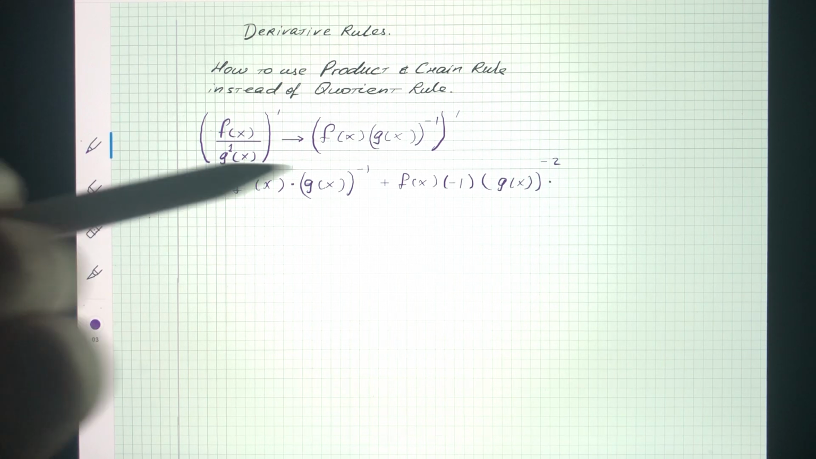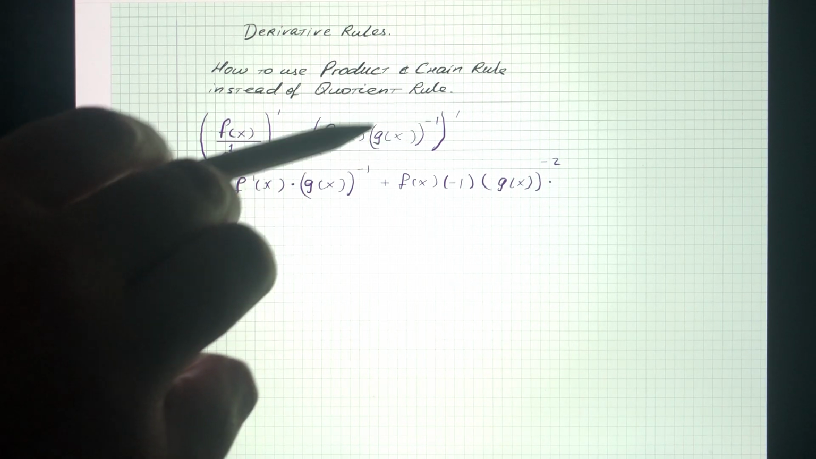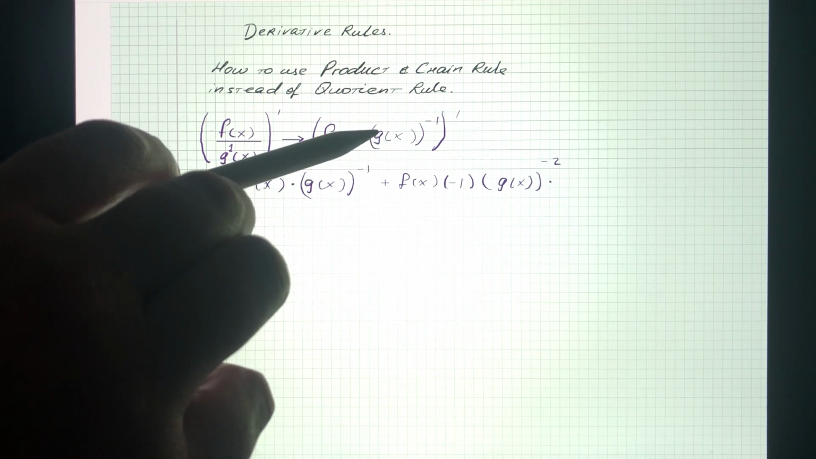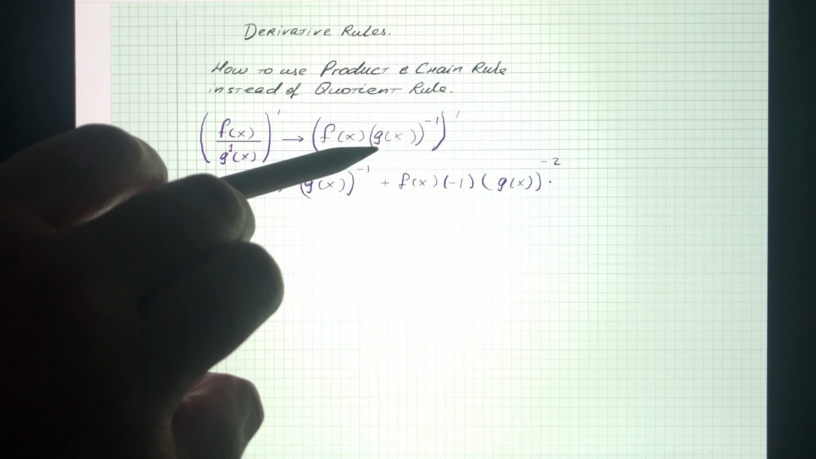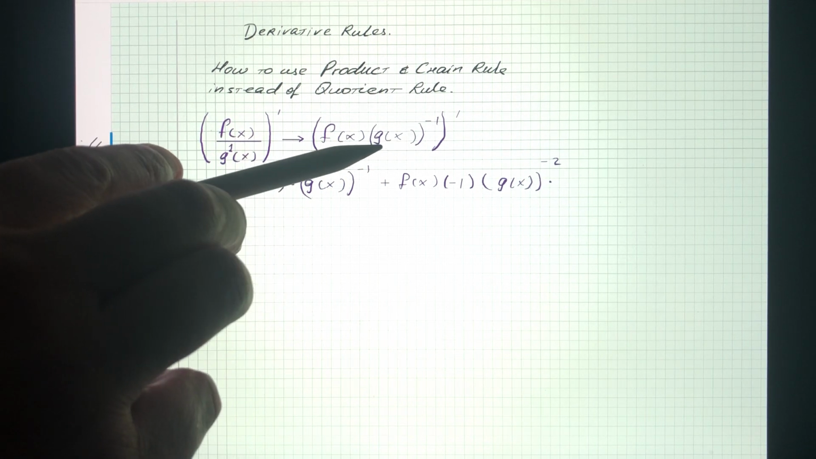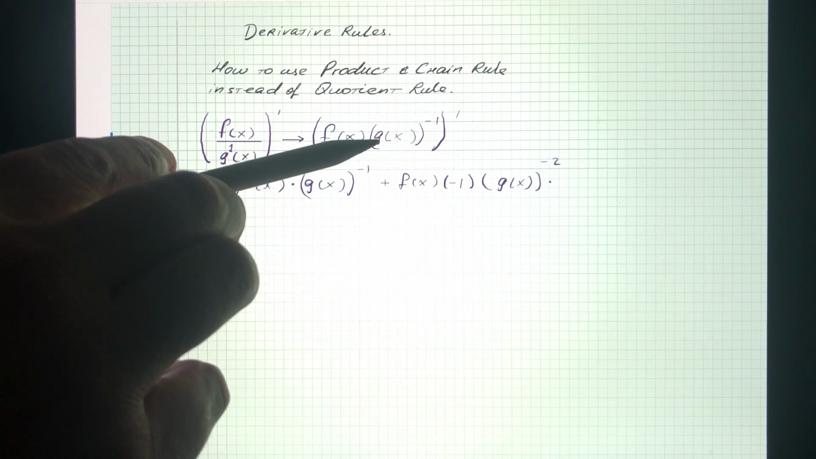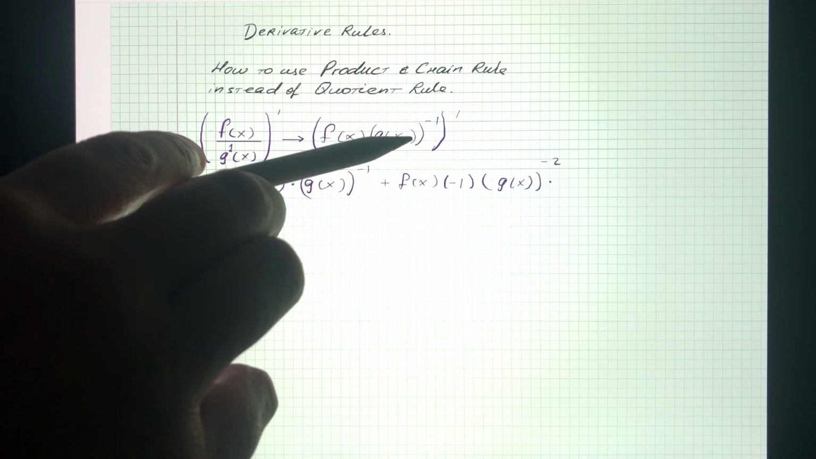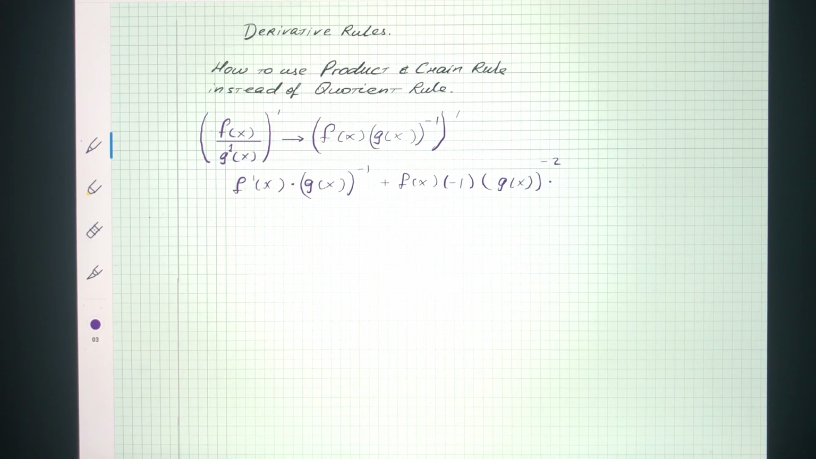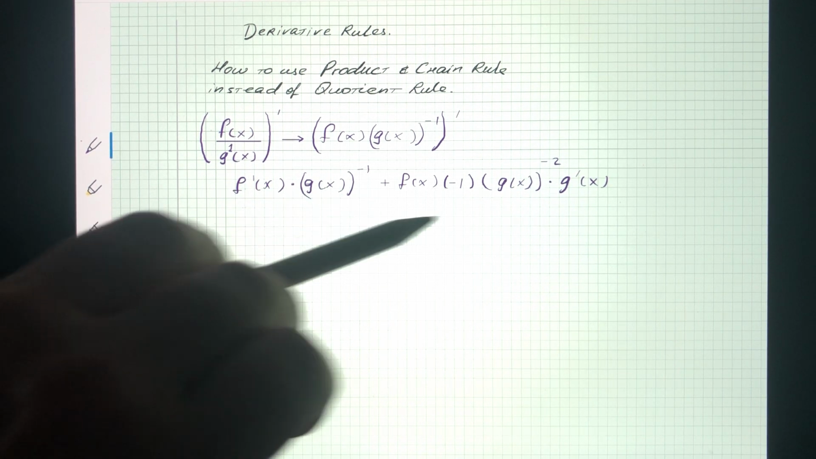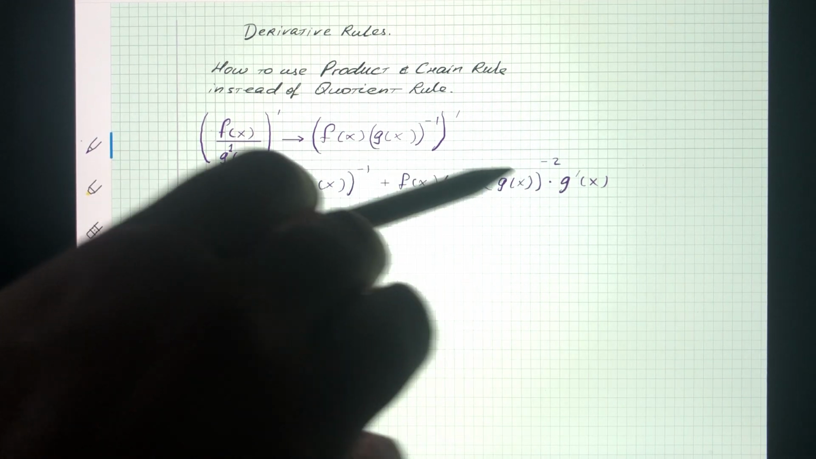But the inside of this -1 power was not just x, it was g of x, which means we need the chain rule as well, because we have a composition of functions. On the outside we have something to the -1, on the inside is a more complex expression than just x, which means we need the chain rule. So we multiply by the derivative of the inside, which is the derivative of the function g. The tick marks, of course, indicate the derivatives. So here we're doing derivatives, nowhere else is the derivative.